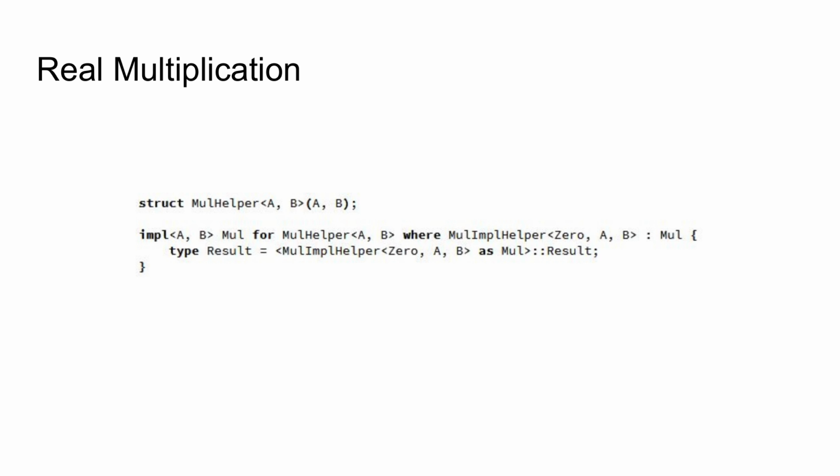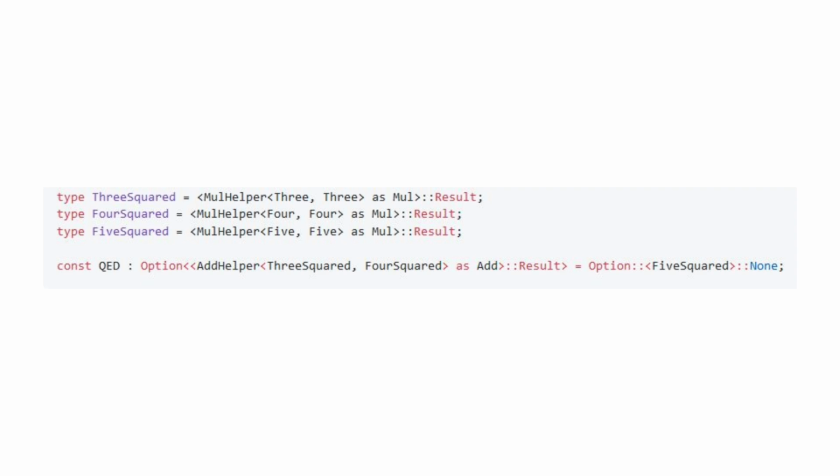Now that we have that out of the way, real multiplication just becomes a kind of typecast, if you will, where mul helper just becomes mul implementation helper of 0 plus A times B. And if you want to test that out, here's the example they included, which just shows that 3 squared plus 4 squared equals 5 squared. Again, these are all super basic things, which you could show by hand, but I think it's pretty cool that you can use the Rust typing system to do them.